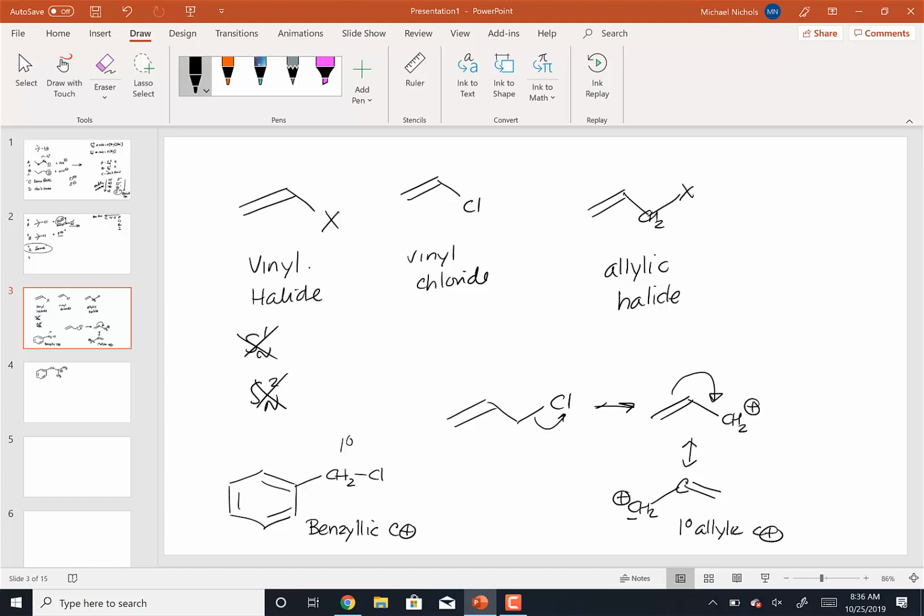Because even though they're primary systems, they're primary with resonance structures, which makes them more stable. So that's why the book has included them, because they're foreshadowing the idea that these carbocations can have resonance structures. We'll get to that in great detail next semester. Okay. So that was what those ones were about.